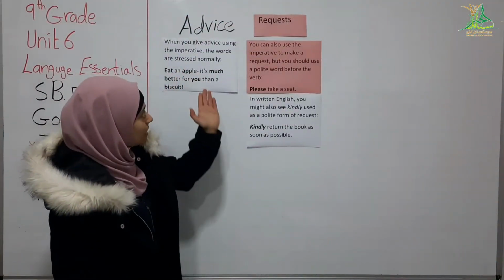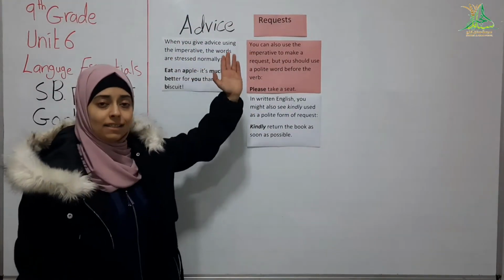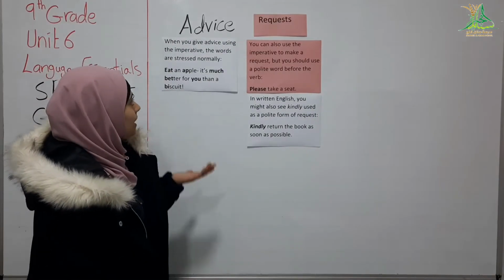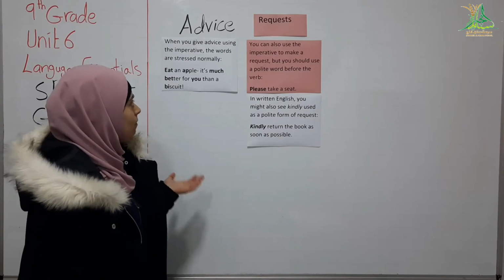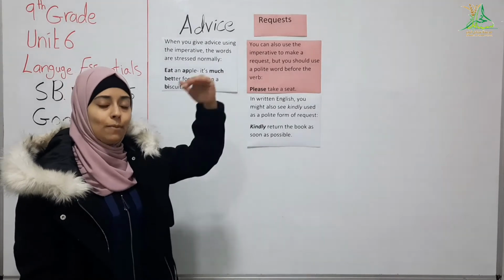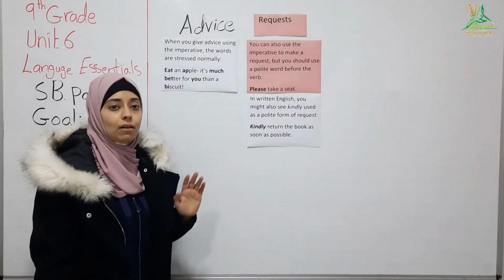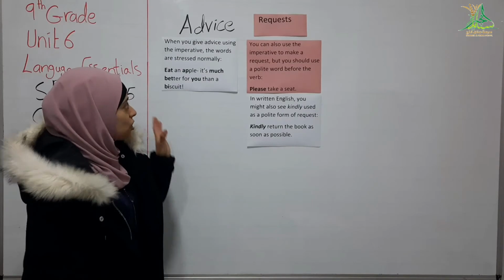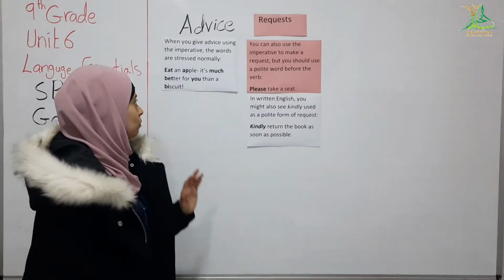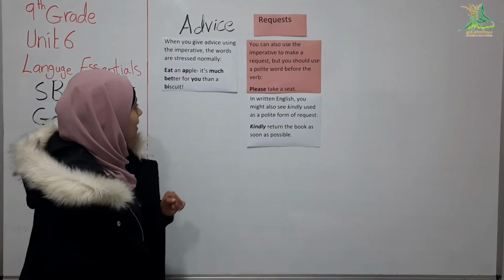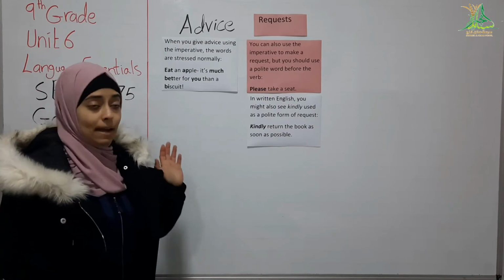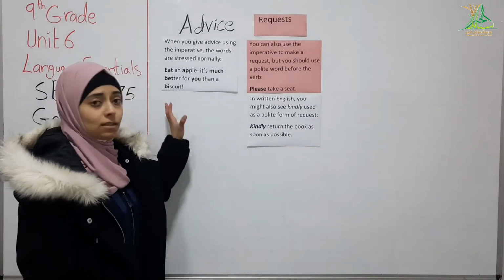Here are the last two, which are advice and requests. When you give advice using the imperative, the words are stressed normally. It does not go from higher to lower or from lower to higher. You just stress the words normally as you do in any language. Eat an apple. It is much better for you than a biscuit. Okay, this is normal.